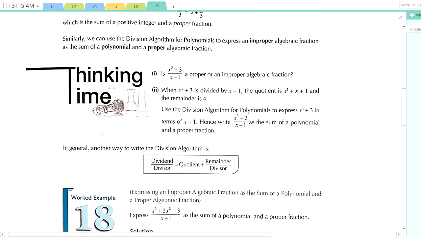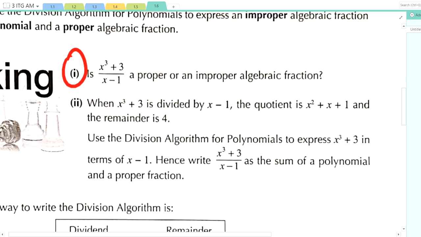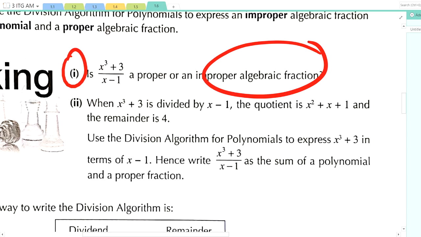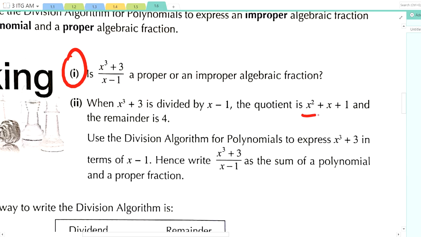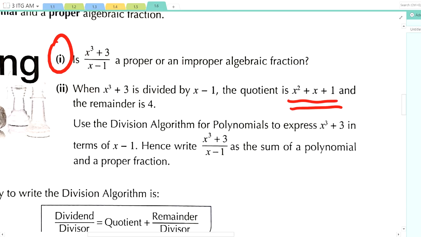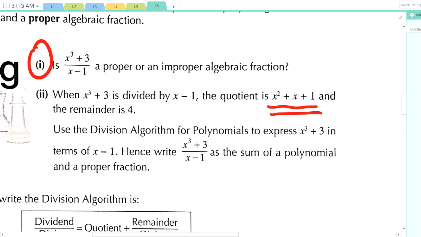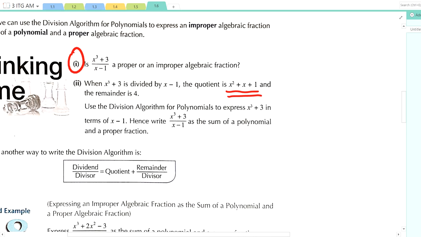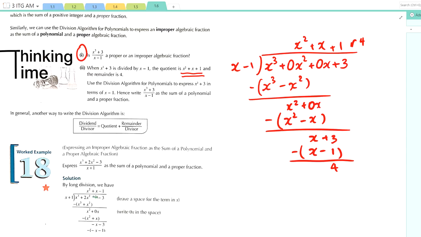So for example, let's take a look at part 1. We've got x cubed plus 3 divided by x minus 1. It is an improper fraction, because the power 3 is larger than the power 1. So now when we divide x cubed plus 3 by x minus 1, this is our quotient, and we also will be able to get the remainder. So this is what we have when we divide x cubed plus 3 by x minus 1. We have the quotient of x squared plus x plus 1, and we have a remainder of 4.